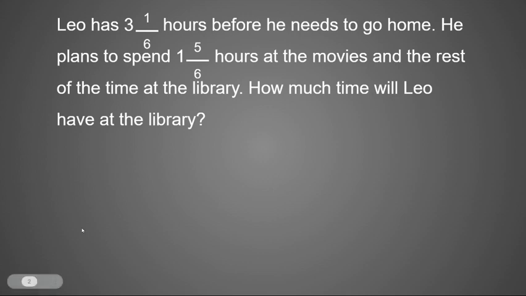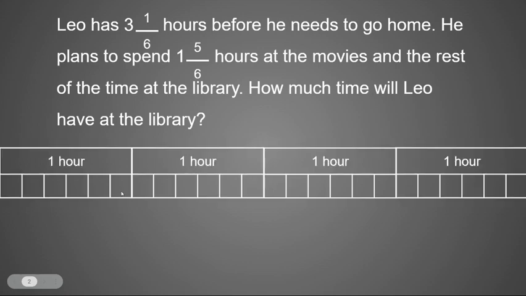This time we're going to use a bar model to help us figure out how to solve this. Since he has 3 and 1/6 hours, that means we're going to have more than 3. So notice I've made 4 bars that would all equal 1 hour. Since it's broken up with the denominator of 6, each one of those bars is broken into 6 parts. So that's how we came up with our picture.